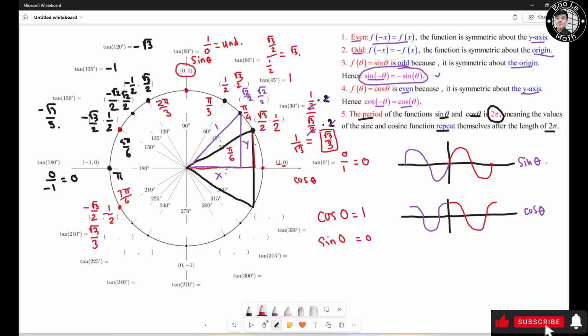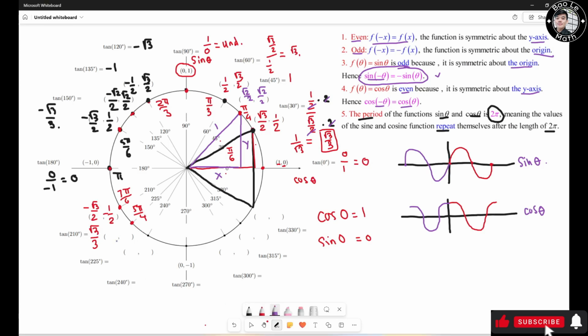Now, this angle right here is actually a reflection of this one right here over the origin, right? So this is pi over 4, this is 2 pi over 4, this is 3 pi over 4, this is 4 pi over 4, and this is 5 pi over 4, right? So 225 is the same thing as 5 pi over 4, right?